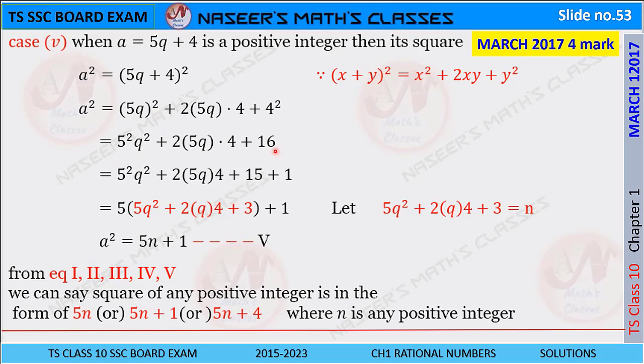And here 16 is split into 2 terms as 15 + 1. From these 3 terms we take out 5 common, then we can write it as 5 times (5q² + 2q times 4 + 3) + 1. Let 5q² + 2q times 4 + 3 = n. Then we get a² = 5n + 1. Let this be equation 5. From equations 1, 2, 3, 4 and 5, we can say that the square of any positive integer is in the form of 5n or 5n + 1 or 5n + 4, where n is any positive integer.